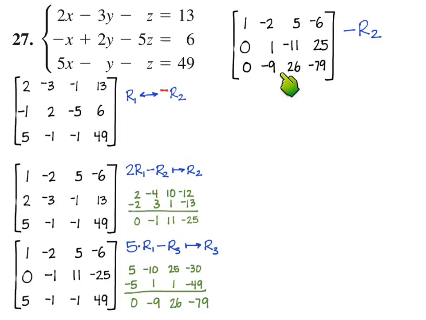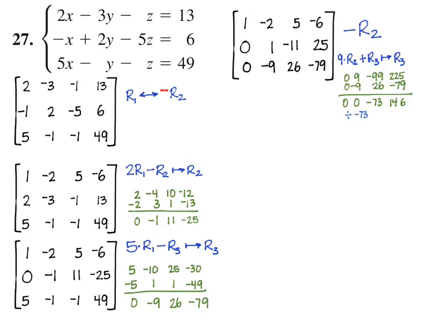Now I need this entry here in row 3 to be a 0. For the row echelon, I need to have a 0 below that 1. So I'm going to do 9 times row 2 and add that to row 3. There's the work, there's the result, replace row 3.